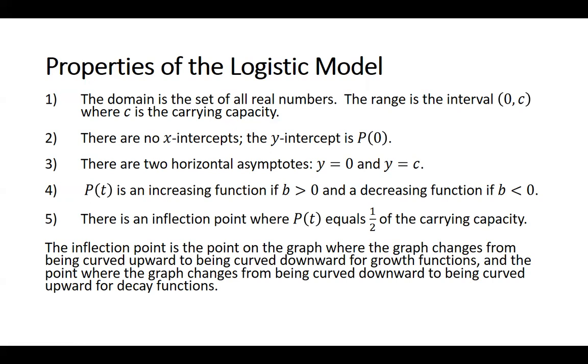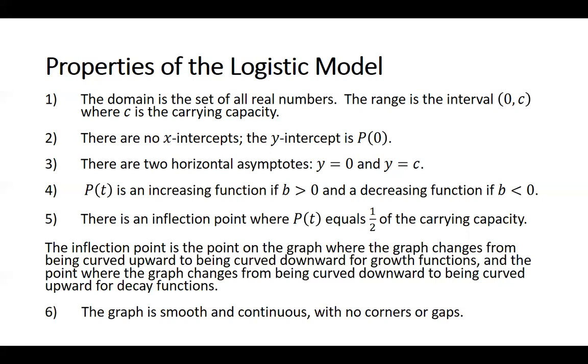And remember, we have that range from 0 to c. So basically, you're going to see this graph. It's kind of going to look like a sideways cubed function. You're going to see it decreasing, and then the curve will change, or you're going to see it increasing and the curve will change. So you'll see this little wiggle in it. And the graph is smooth and continuous with no corners or gaps. So just the properties to understand of the logistic model. And that gets us done with these exponential models, logistic models, and Newton's law.